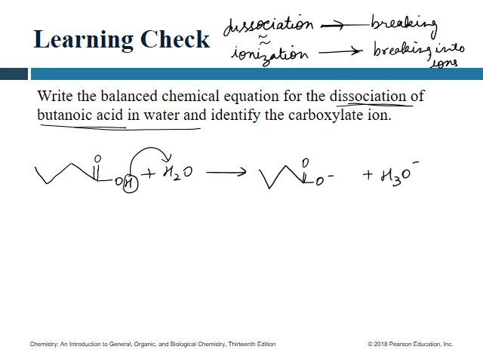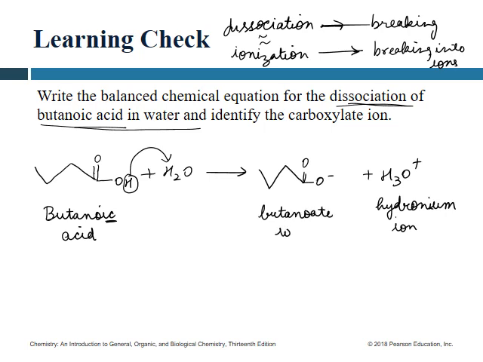So H3O plus is called the hydronium ion because this is water with a hydrogen ion. And this is called, if this is butanoic acid, you replace the ic with ate, so this will become butanoate ion. In general, the name for this is carboxylate ion. So it has to end with ate at the end.